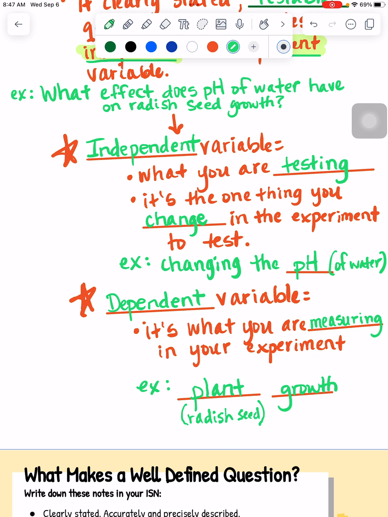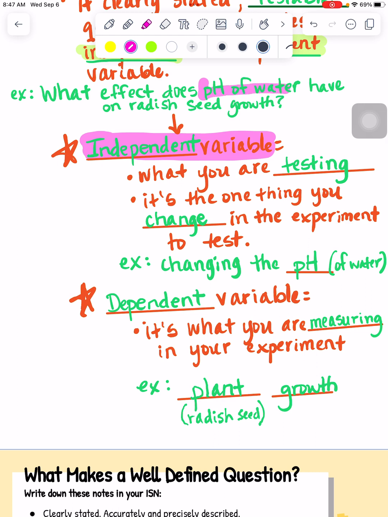So I'm going to go back up and highlight. Let's make the independent variable, we'll make it a pink highlight. So independent variable. Okay, and so identifying it in our question, the pH of water is our independent. And then yellow highlight, we're going to make the dependent. And that's going to be up here in the sentence. That's our yellow, the radish seed growth, because that's something we can measure. That's our dependent variable.